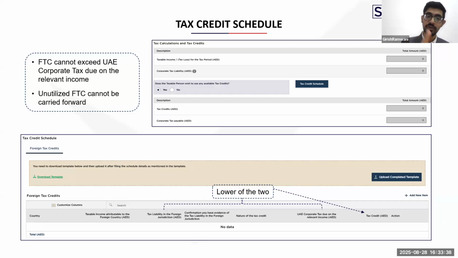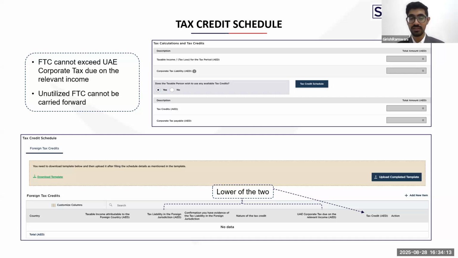Now, when you select yes that you have got certain tax credits, then the foreign tax credit schedule needs to be filled, wherein you have to give the details of the country where you have got the operations, what was the income, and what is the tax liability that you have paid. You need to confirm if you have got the evidence. It is important, just like financial statements. Even the proof of FTC has to be mandatorily attached. We have discussed in detail in the previous session as well. The proof for foreign tax credit needs to be mandatorily attached.